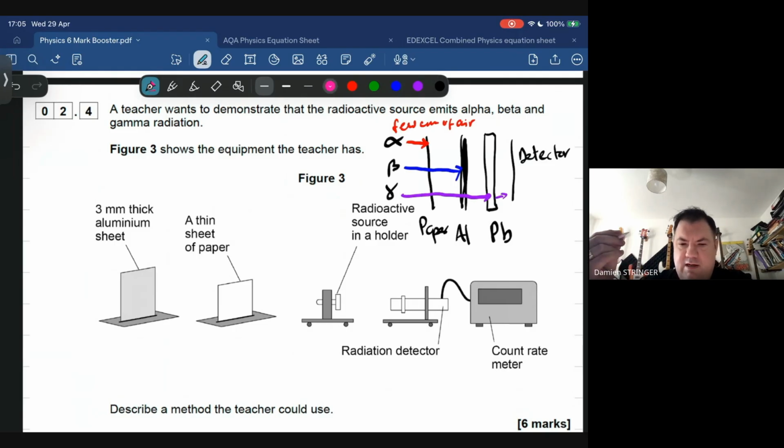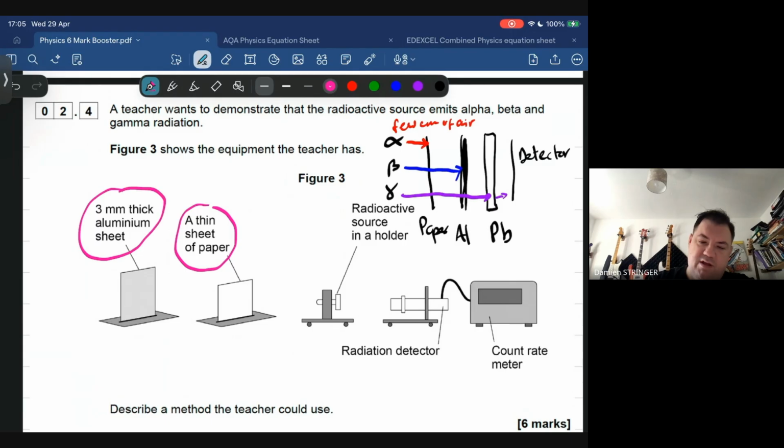loud. Right, a teacher wants to demonstrate that the radioactive source emits alpha, beta, and gamma. So already we should be thinking, right, that diagram is something that you just have to learn. It's a knowledge thing. So should already be thinking alpha, right, I know what to do. And just to kind of help you along, they have said you've got a thin sheet of paper and a thick aluminium sheet, 3 millimeters. It shows the equipment they've got: radioactive source in a holder, a radiation detector, and a count rate meter.